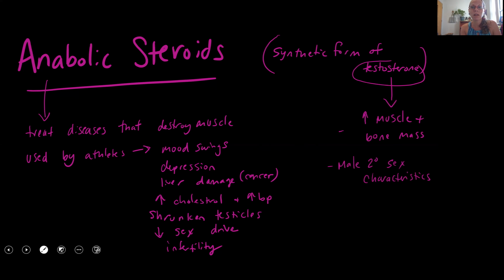And then because you're flooding the body with this testosterone, basically the testes, if you're male, will stop producing testosterone. And so then you actually see a reversal of those secondary sex characteristics. So it can lead to shrunken testicles and a decrease of the sex drive and infertility and formation of breasts and lots of other undesirable characteristics. And that is it for now.